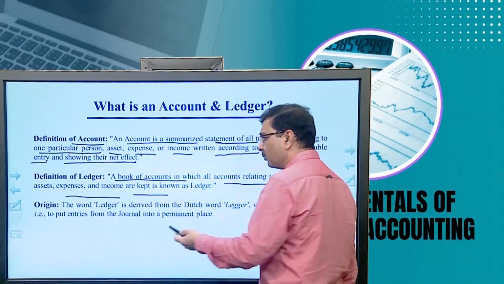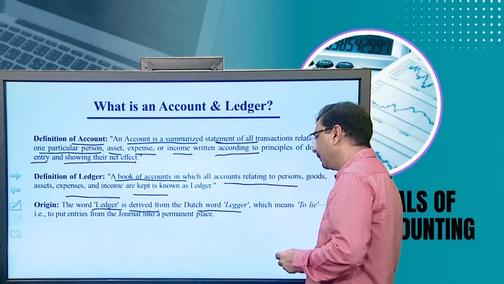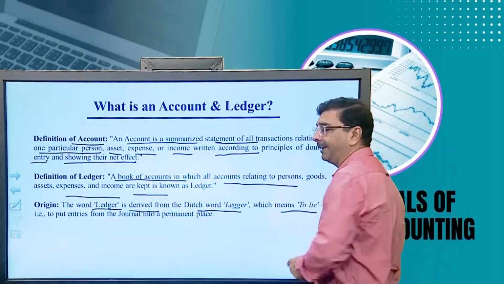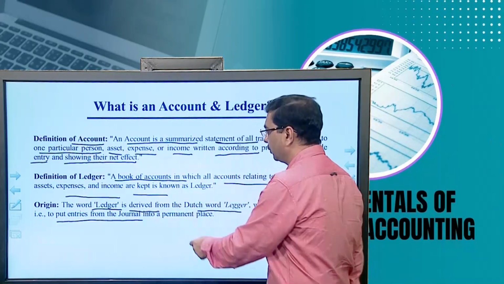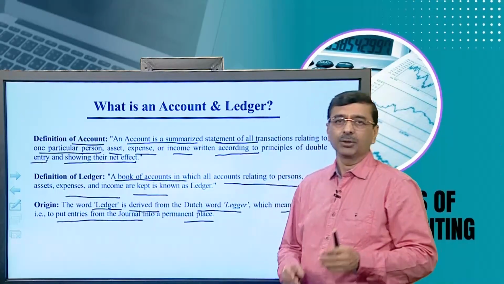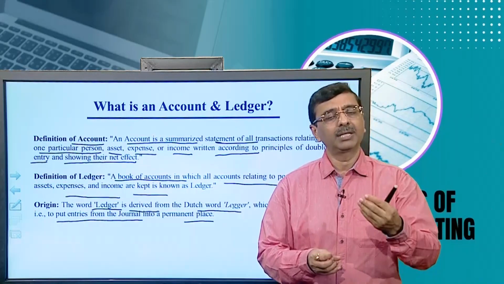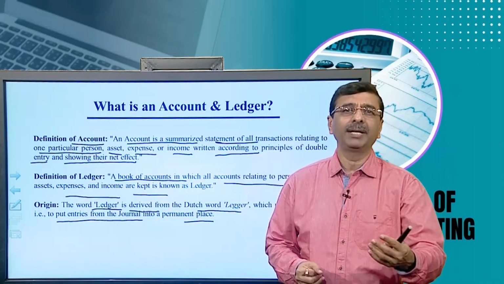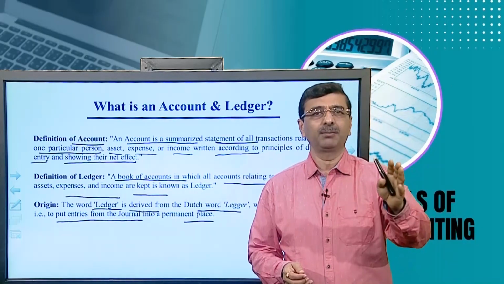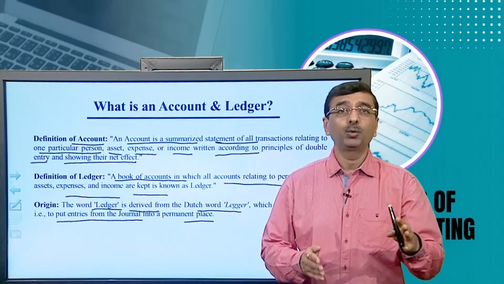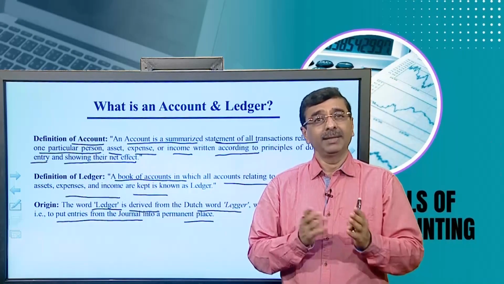Origin: the word ledger is derived from the Dutch word leger, which means to lie. And that means putting entries from the journal into a permanent place. So ultimately the journal book is the first book where you take the initiative to identify any economic transactions, recorded in the first book, to identify that these are the economic transactions.